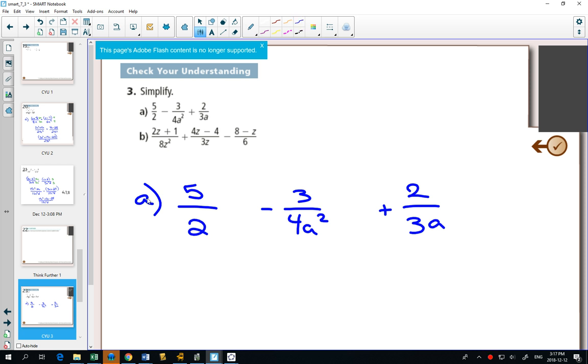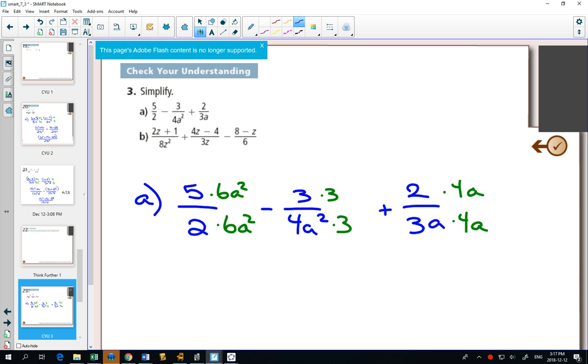Good. So this one you need to multiply by 6 and 6. This one by 3 and 3. This one by 4 and 4. Then we look at our variables. You need an a squared in all of them. So this one would need a squared. This one has a squared, but this one's missing one more a.